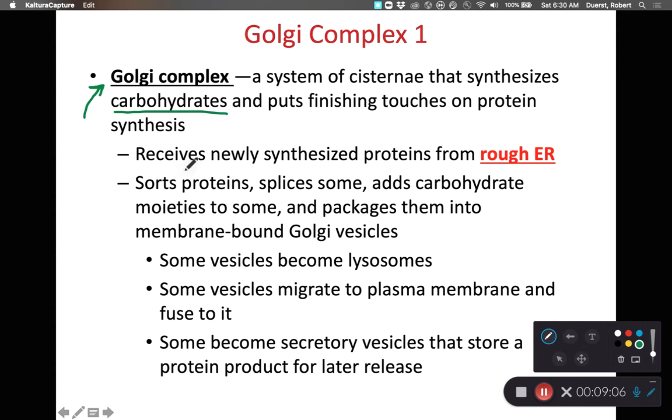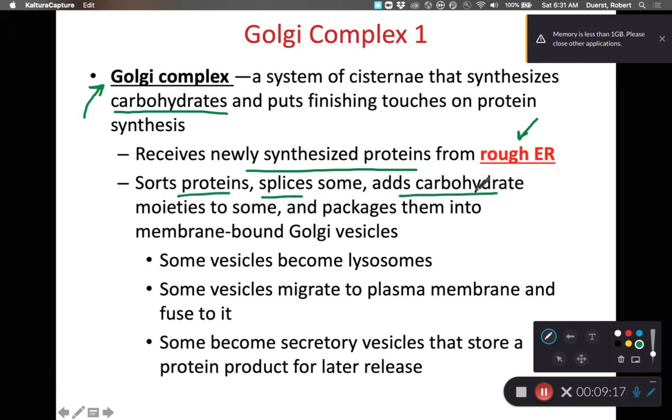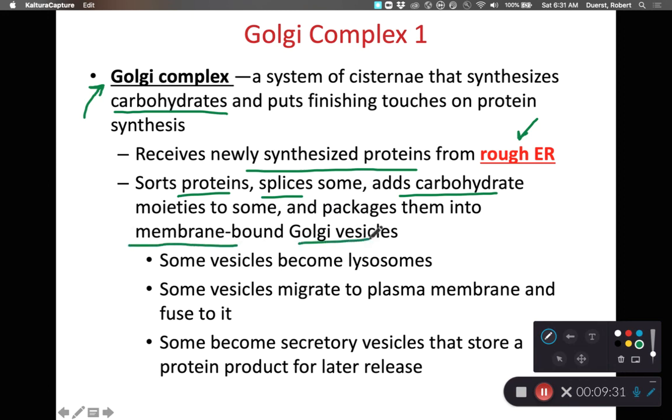The Golgi complex receives newly synthesized proteins from our rough ER, and then it sorts them, chops them up a little bit, and attaches carbohydrates to them. When we say carbohydrate moiety, that's a fancy way of saying that we take a little piece of a carbohydrate and attach it to a protein. Then it repackages those proteins and sends them to membrane-bound Golgi vesicles.